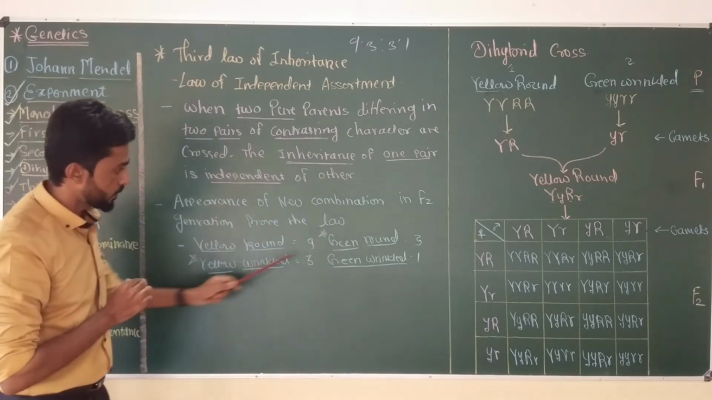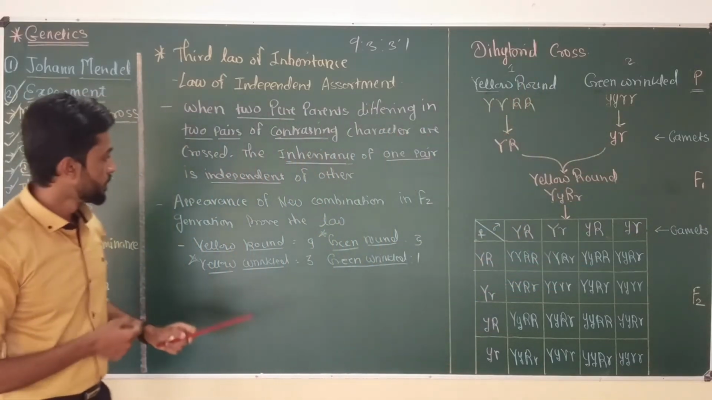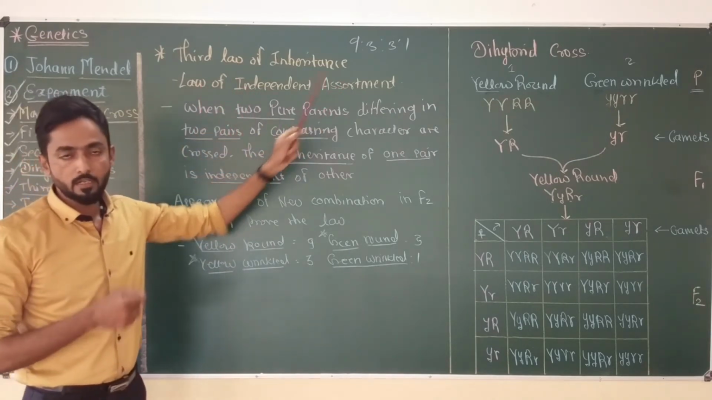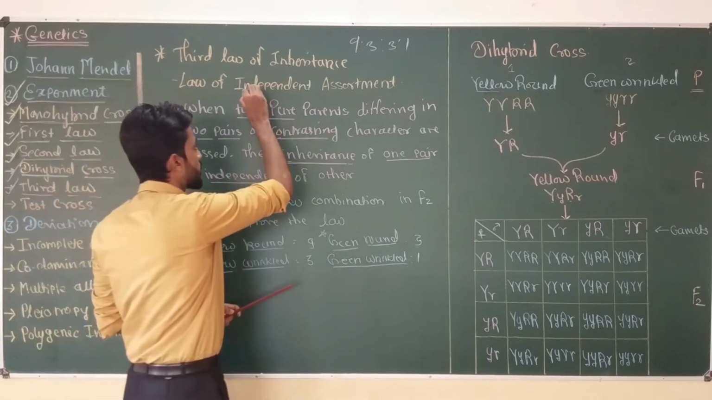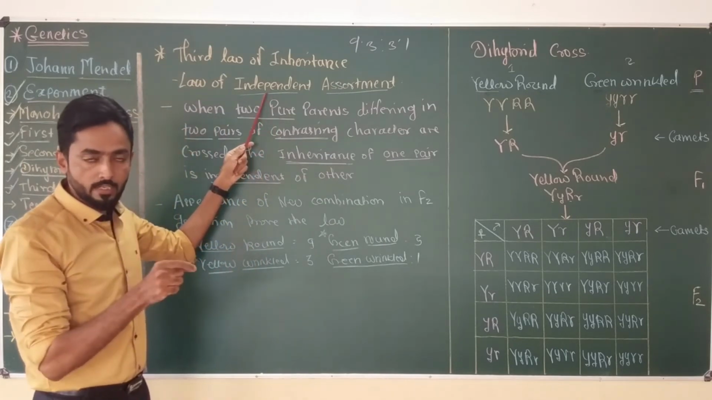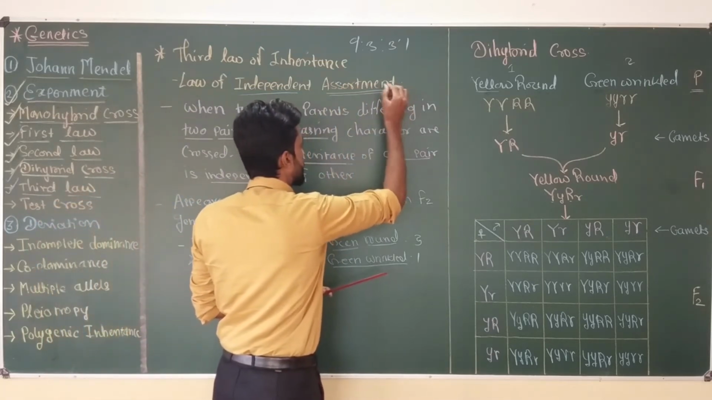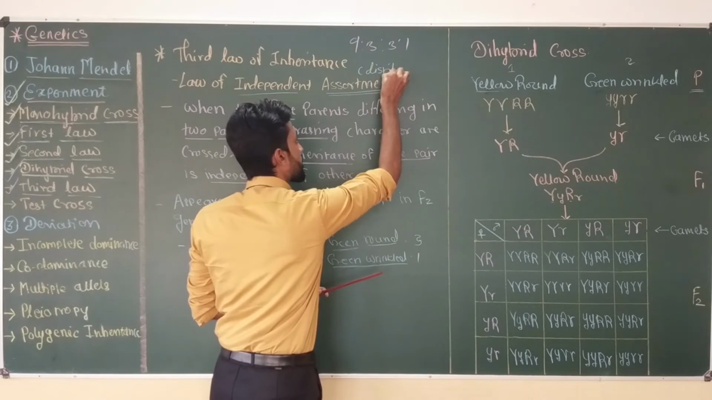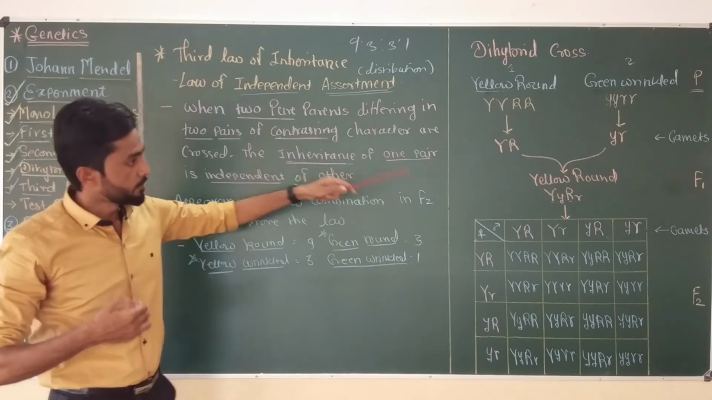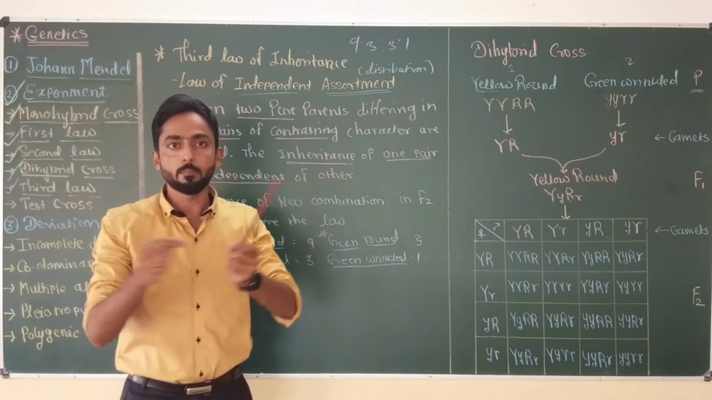The appearance of these two new combinations in the F2 generation of the dihybrid cross successfully proves the third law of inheritance, which is nothing but the independent assortment law. Okay, what is independent assortment? Two characters are not dependent on one another when they transfer from parent to progeny. Assortment is nothing but distribution. So when these characters are distributed from the F1 generation to the F2 generation, they transfer independently of one another.